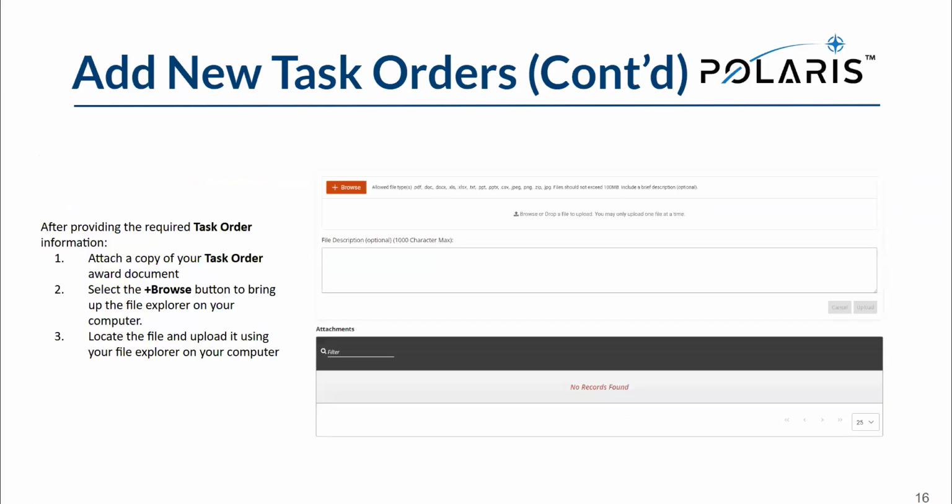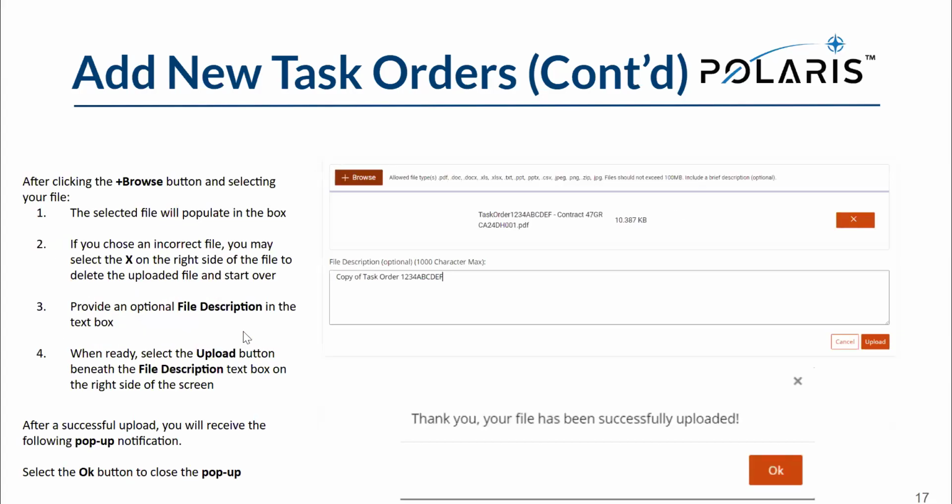After providing the required task order details, you will need to attach your task order award document on the page. To do that, you click on the Browse button, select the appropriate contract document from your computer, and enter it on the page. The Upload button will remain inactive until a document is attached. Once the selected document is attached, it will populate in the box and the Upload button gets activated.